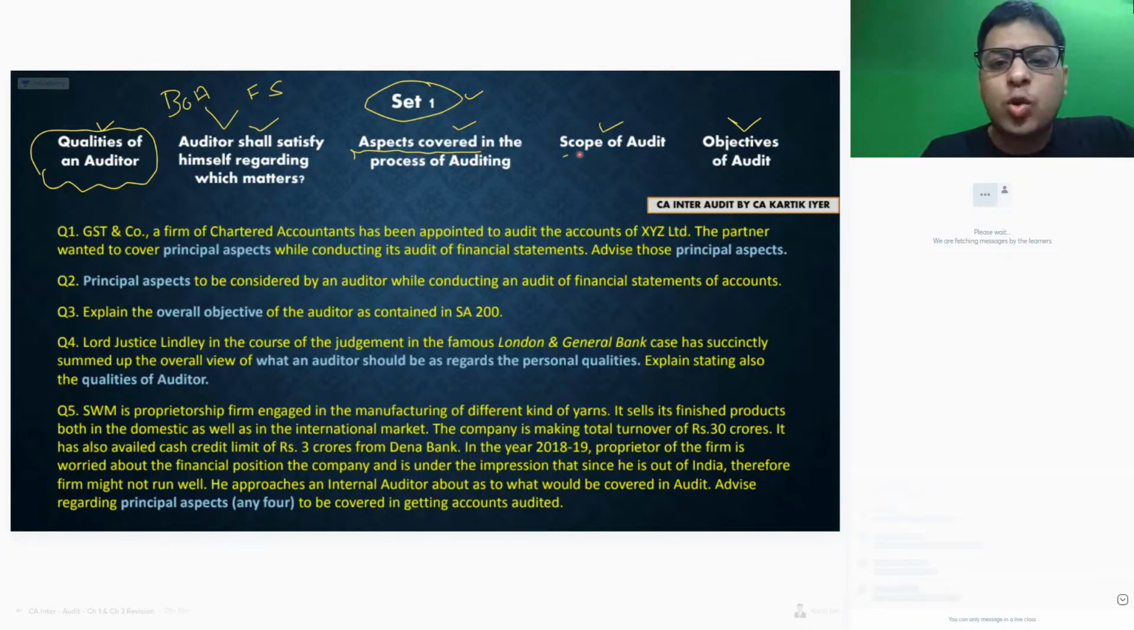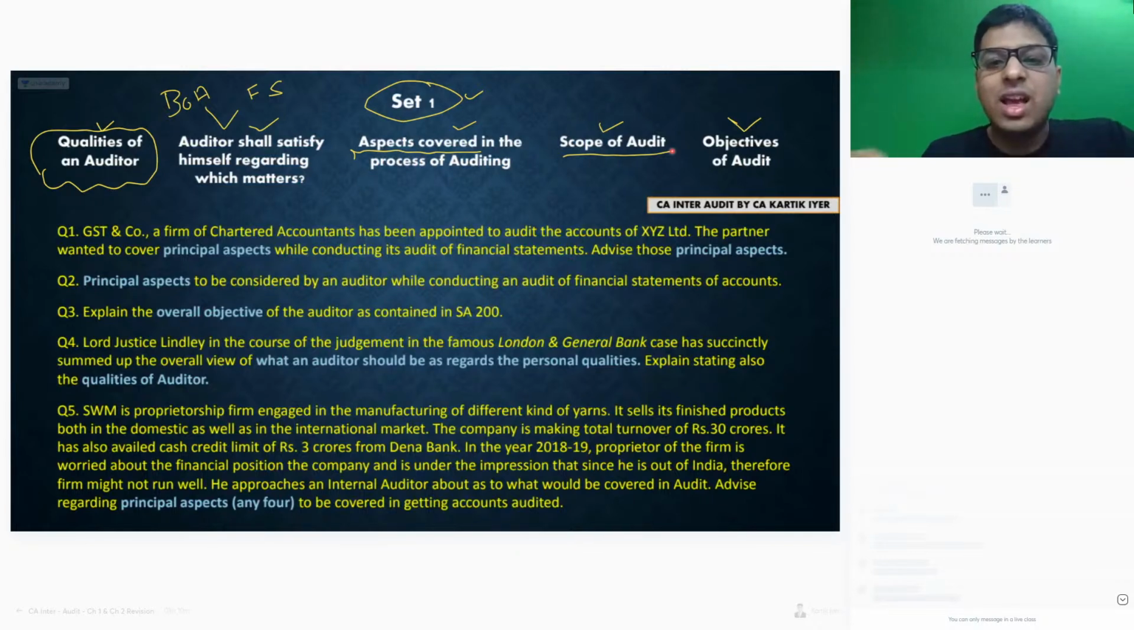Next, you have a scope of audit. Scope of audit has a lot of points. A few points I'll just say in this bullet revision. First of all, there should be no constraints on the auditor. Nobody should tell the auditor, boss, you cannot check this, you cannot check that. All this should not happen.